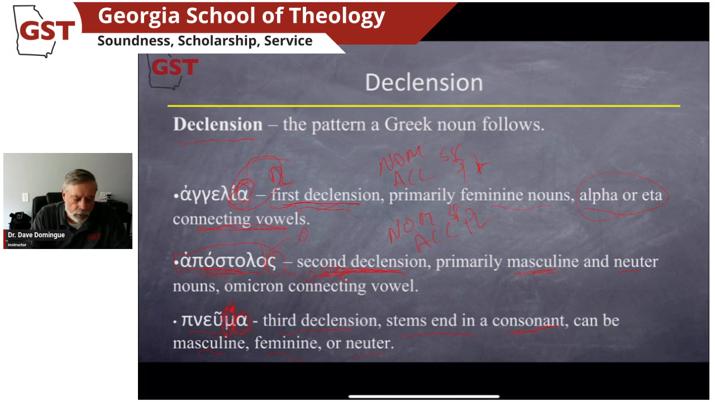And the consonant would be a third declension. Or excuse me, the stem ends in a consonant, and it can be either masculine, feminine, or neuter. We're not going to really deal with this for a little while, so let's not get too focused on that. Let's make sure we understand these two, and then this will become much more recognizable when we get there.